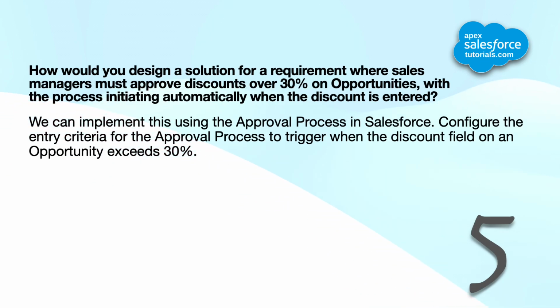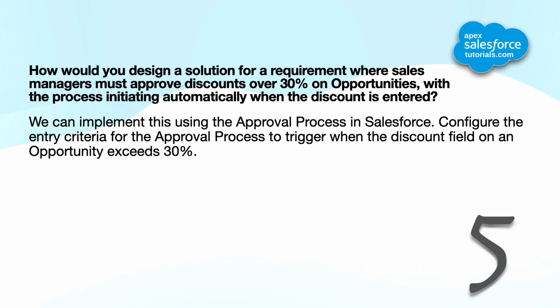Fifth question is, how would you design a solution for a requirement where sales managers must approve discounts over 30% on opportunities, with the process initiating automatically when the discount is entered? Answer: we can implement this using the approval process in Salesforce. Configure the entry criteria for the approval process to trigger when the discount field on an opportunity exceeds 30%.